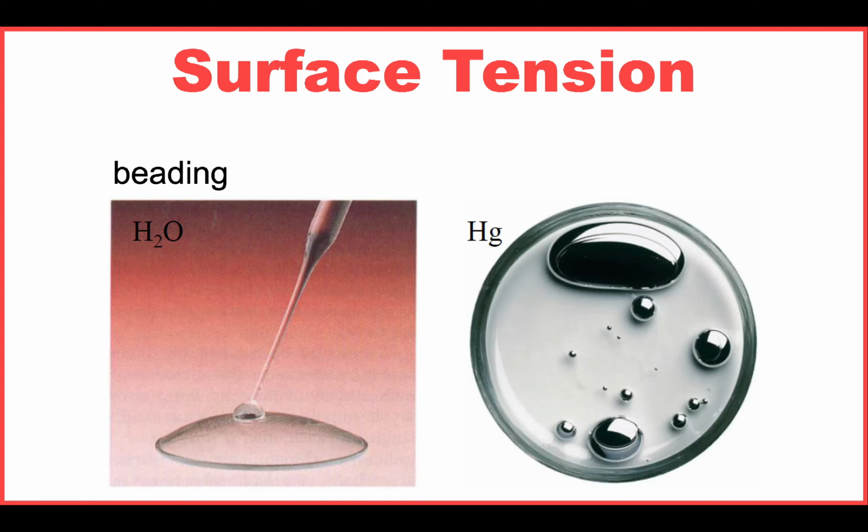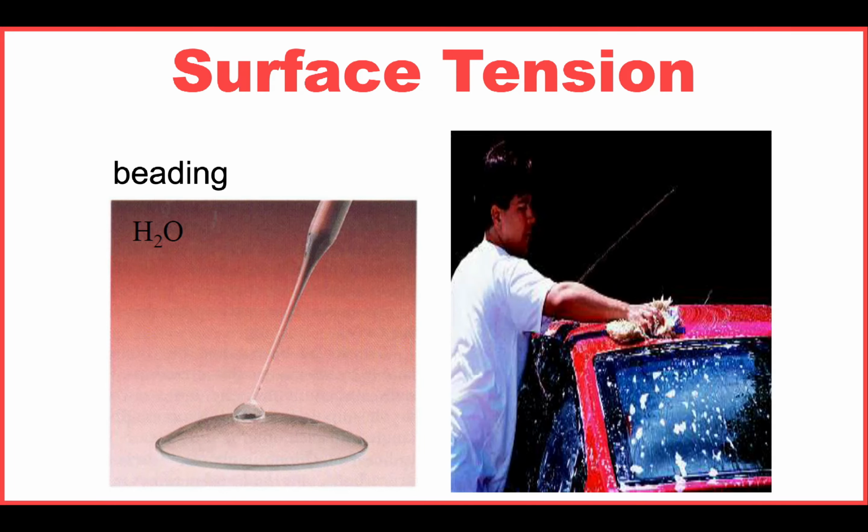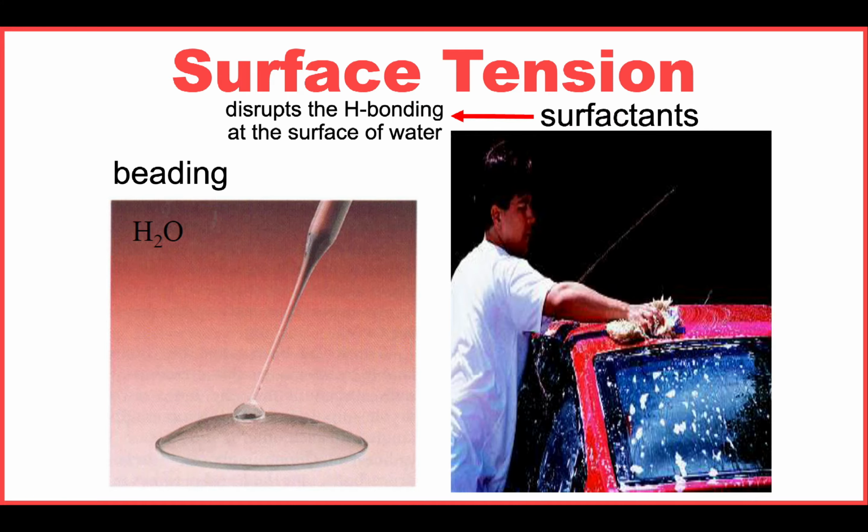For example, when cleaning something, like a car, you use soaps or detergents, right? So why? How do they clean the surface? Soaps and detergents are called surfactants. They disrupt the hydrogen bonding at the surface of water. This increases the ability of water to wet other substances. Likewise, surface tension decreases as the intermolecular forces weaken. So it's like a direct relationship.